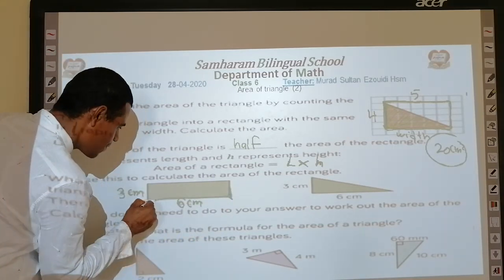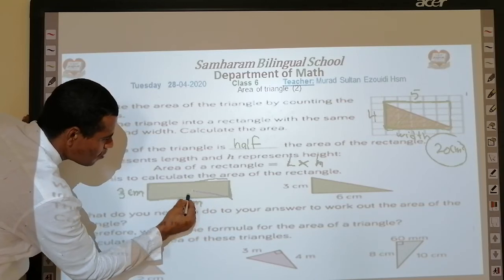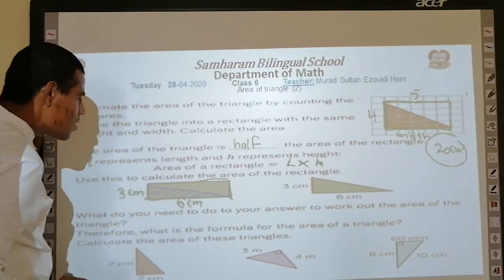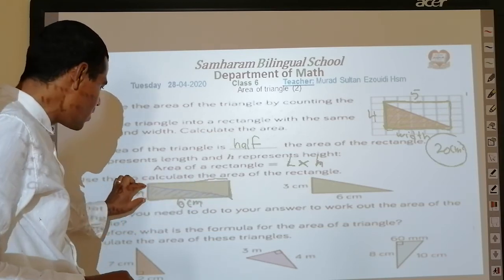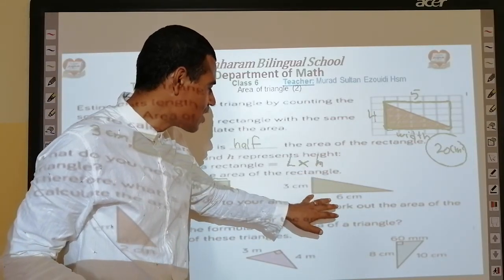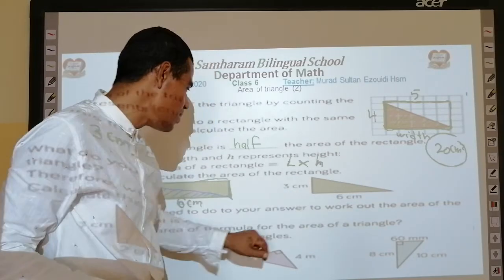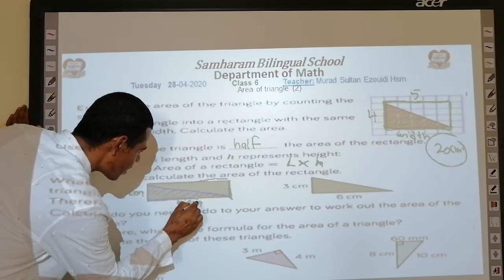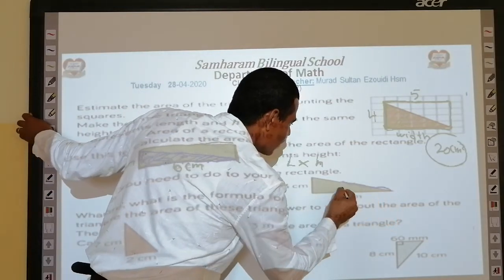Okay. So if I divide this, my learners, into two triangles, you can see that this rectangle consists of two identical triangles. One is green and the next is blue. And also this triangle that has 3 centimeters as the height and 6 centimeters as the length or width is the same as that triangle. If you cut this rectangle into two triangles, this triangle is the same as that. No difference. Okay?